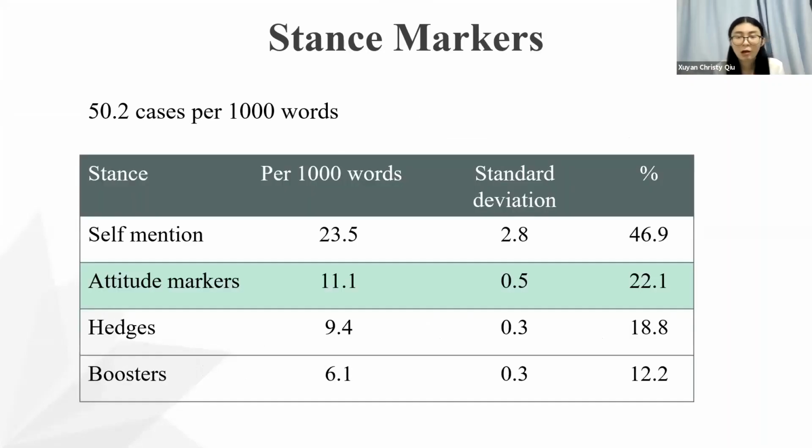Attitude markers are the second most frequent stance markers in 3MT presentations. And we find that the presenters used a lot of importance markers and surprising markers when they tried to highlight the importance of their research ideas, or the importance of their methodology design, or the importance of their research findings, or the applications of the studies. And they also use the surprising markers when they try to highlight some findings were beyond our expectations.